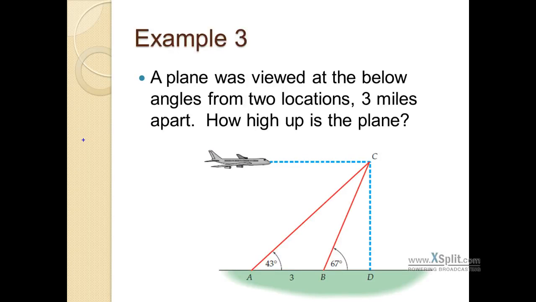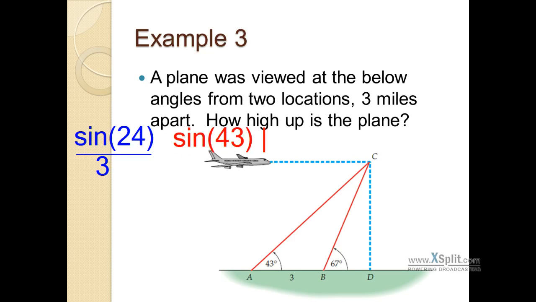Shoot, I just erased everything. Let me bring it back here real quick. Sine of 24 over the 3 side on one part of the equation. And on the other part of the equation, I had sine of 43 over the A side. Here we go. Back up to normal. I'm going to cross multiply and divide just like usual.